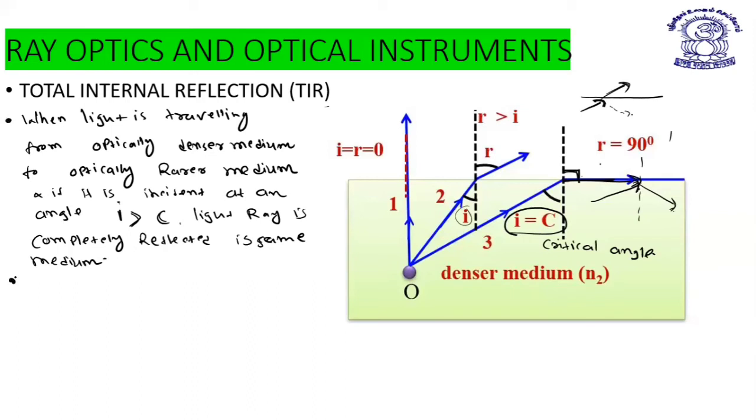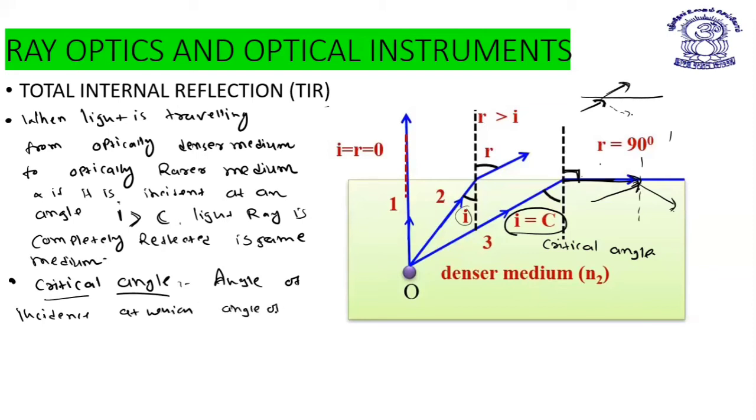And what is critical angle? It is the angle of incidence at which angle of refraction is 90°. This angle of incidence is called a critical angle.